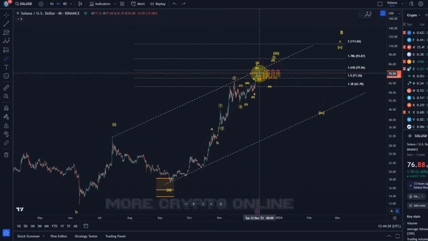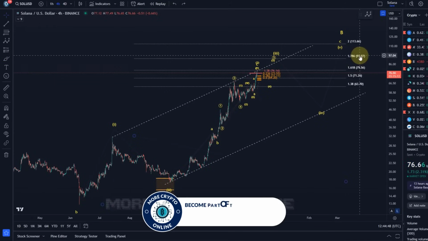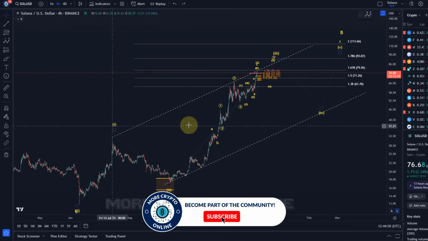Next Fibonacci extension targets that we talked about in previous videos are $79.56 and $93. That should be reached on the Solana chart, either still in the third wave or in the fifth wave. Now the market has decided to do it in the third. So the next level to watch really is the $79.50 level. After that, I would look at 93. Okay, so that's the bigger picture.